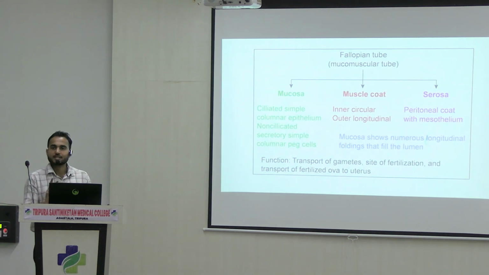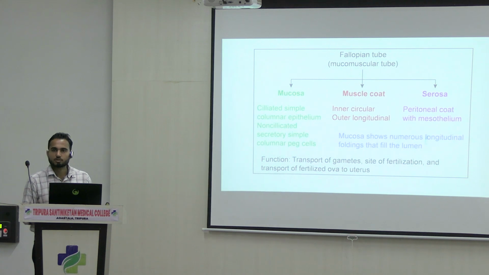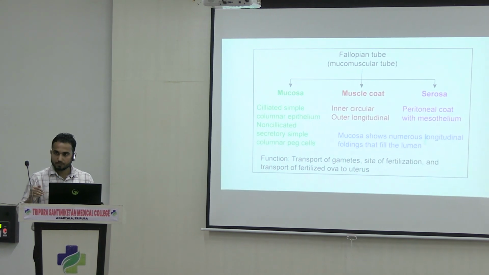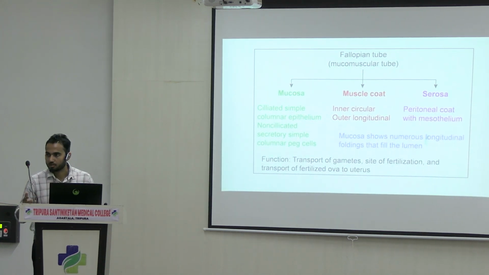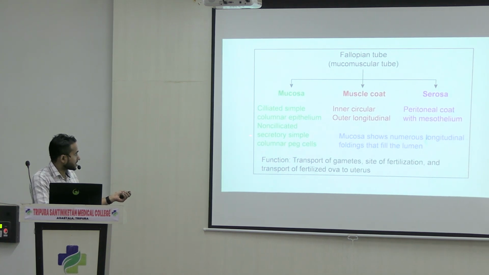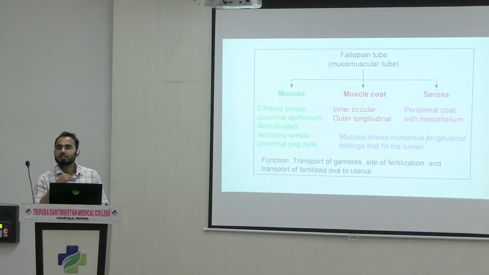So 2 types of cells are present in the mucosa. What are they? Along with that, lamina propria is also present. So what are the cells present? The lining epithelium is simple columnar epithelium, that is also ciliated. Along with that, non-ciliated cells are there, which are secretory in nature. These are called PEG cells. So what is the function of PEG cells?